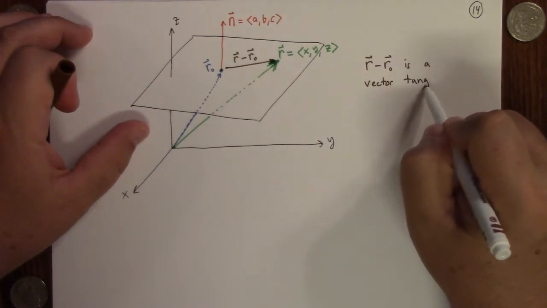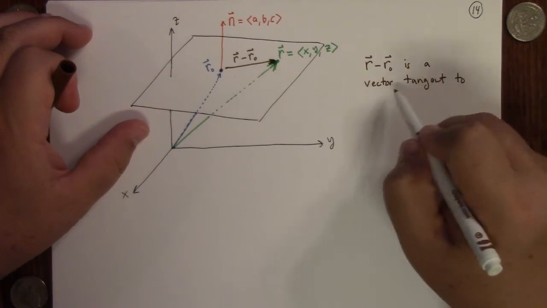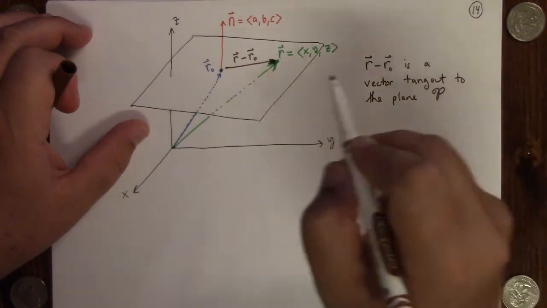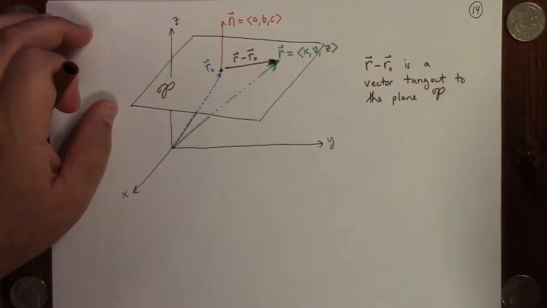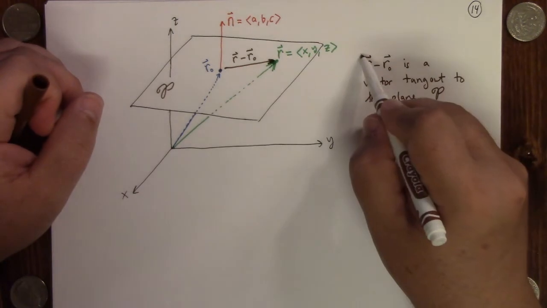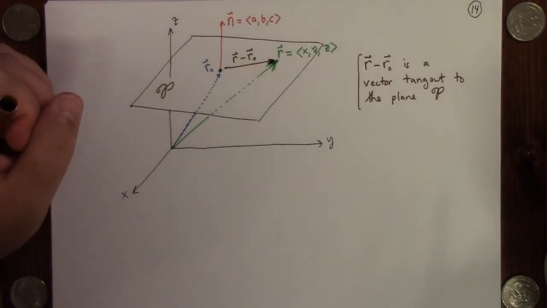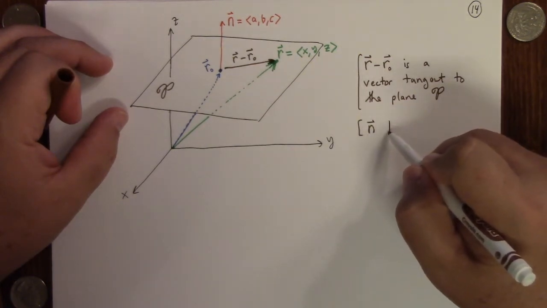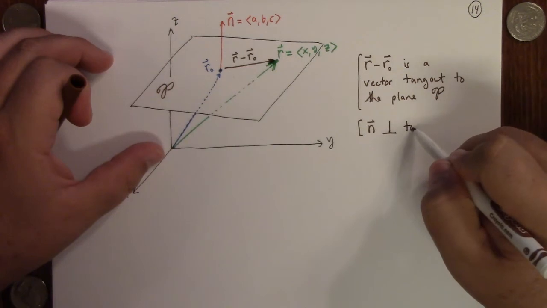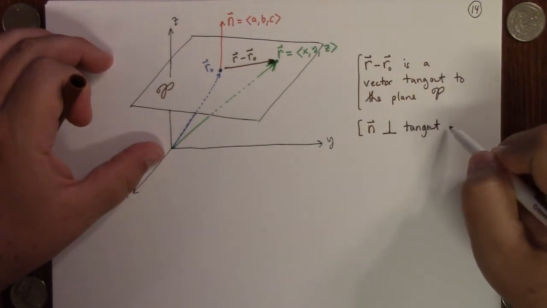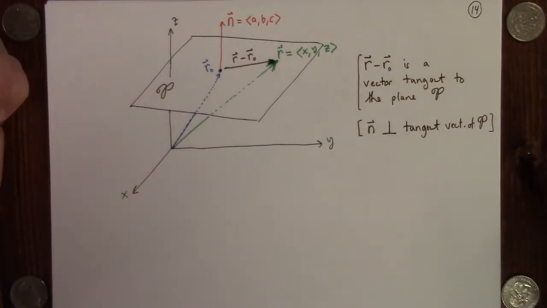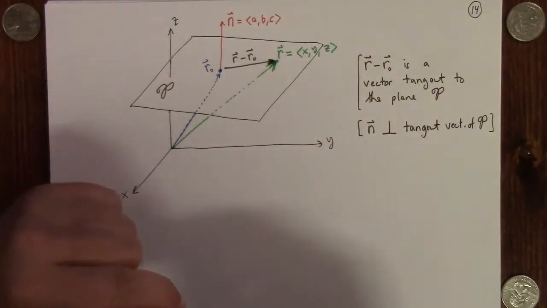So R minus R naught is a vector tangent to the plane. And I'm going to label the plane P. So this plane is P. All right. R minus R naught is a vector tangent to the plane P. But what else can we notice? N is perpendicular to tangent vectors. In fact, that's really what defines it to be the normal. The normal is perpendicular to all the vectors which are tangent in the plane.